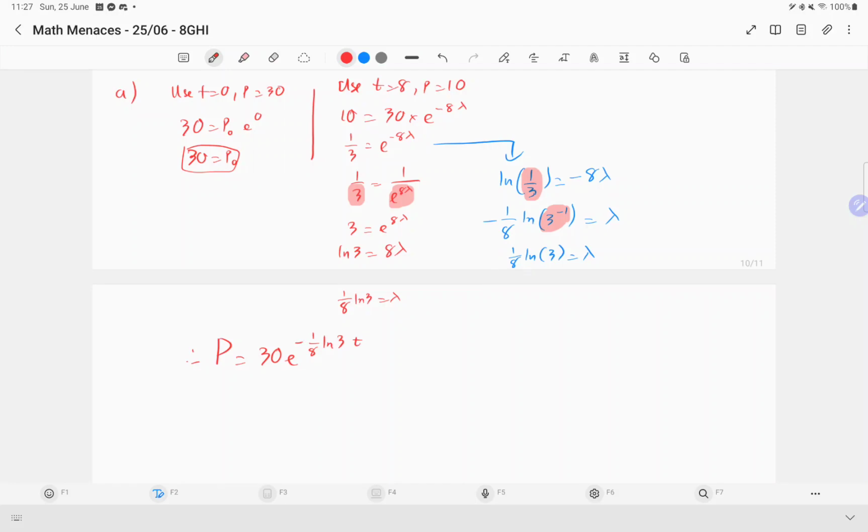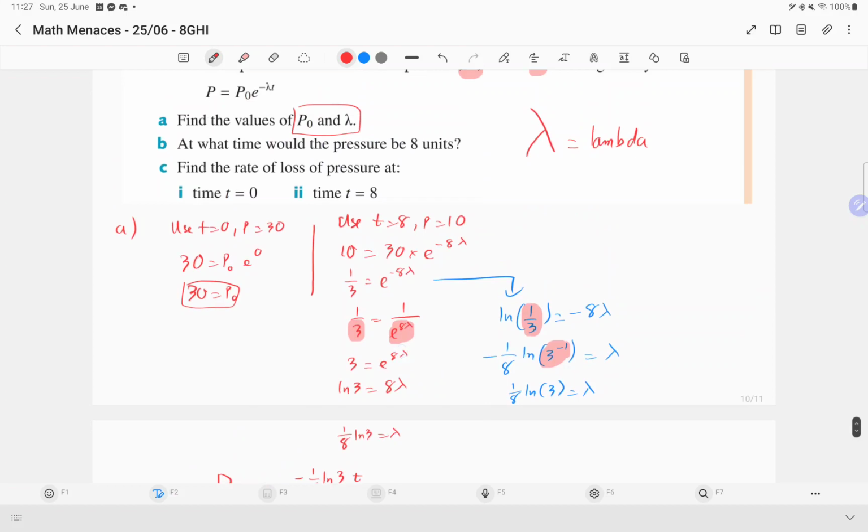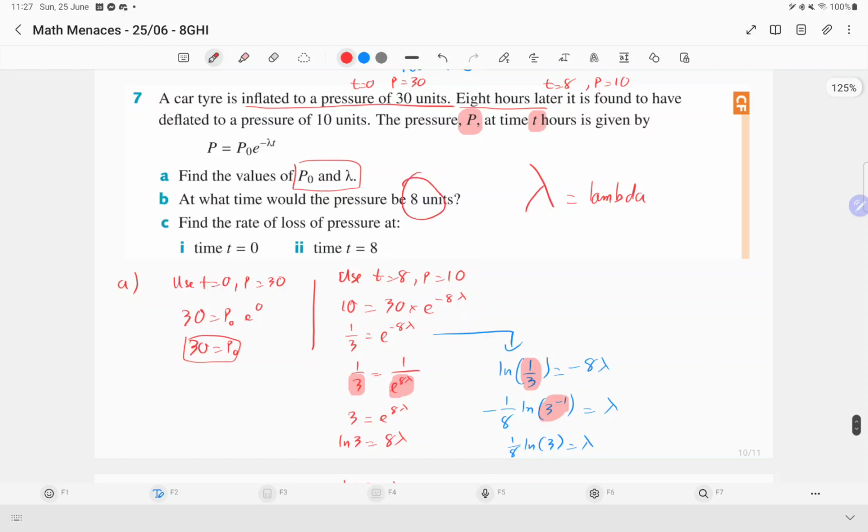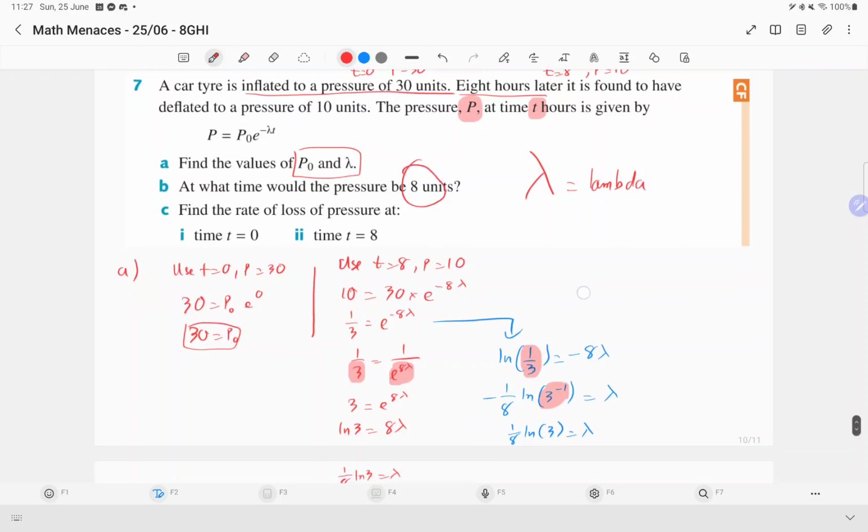A little bit tricky. Times t. Yeah, because the function is p and t. Okay? And then at what time would the pressure be 8? So I'll just go through the ideas. Do I have to substitute in? I thought we were finding... Yeah, okay, don't worry. Yeah, we're finding lambda.